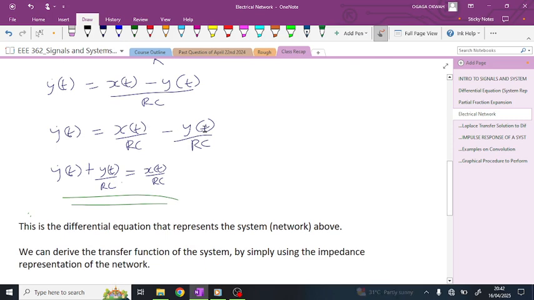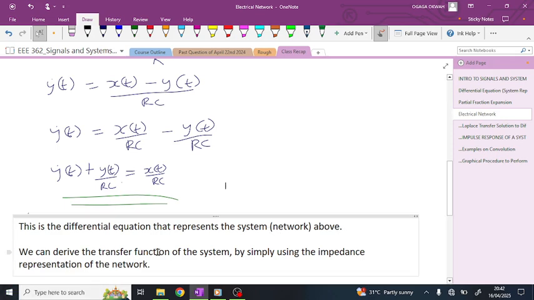Now we can simply bring this y term across to the other side, so you now have y dot of t plus y of t over RC equals x of t over RC. So you now have all the y terms here, which are outputs, and then x terms here, which are inputs. Okay, so now we have derived the simple differential equation saying this is the differential equation that represents the system or the network above.